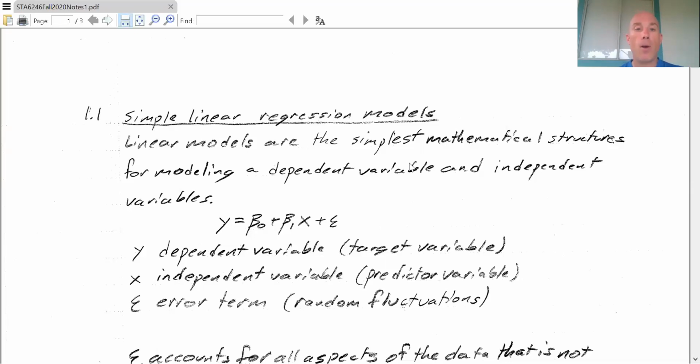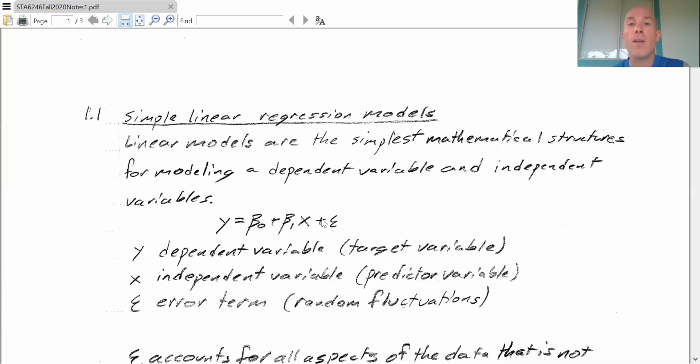First thing I want to talk about is that linear models are the simplest mathematical structure that we have for modeling a dependent variable that depends on an independent variable. A dependent variable is our target variable, and our independent variable is the predictor variable. So the equation that we're going to be starting out with is y, the target variable, is equal to beta 0, a constant, plus beta 1, another constant, real numbers, times a real predictor variable, plus the error term.